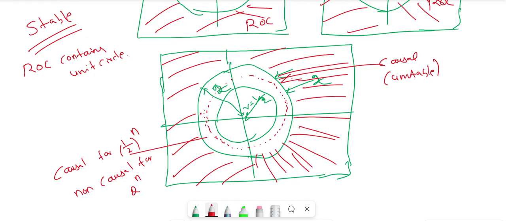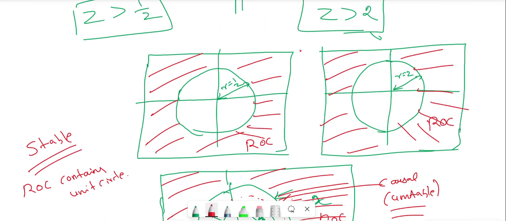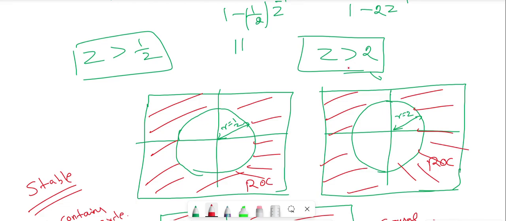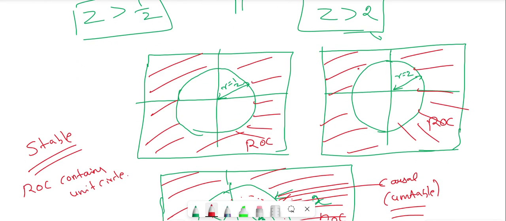So in this example, what is the ROC? This is your ROC. For this 2^n, this is the ROC. The ROC does not contain the unit circle. So we can conclude that the system is unstable. It has two poles, one at 1 by 2, the other at 2.